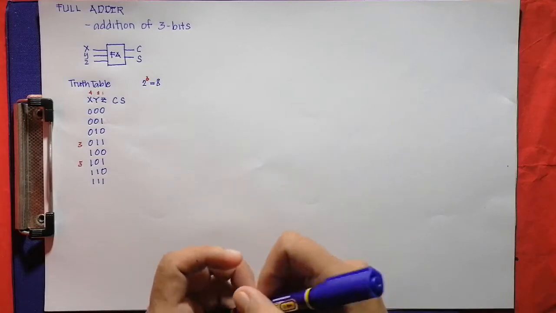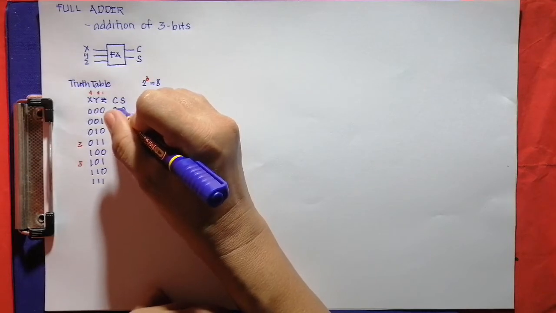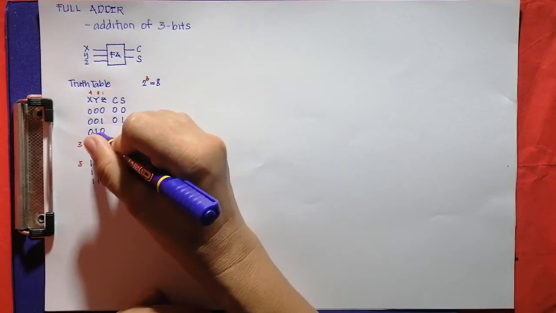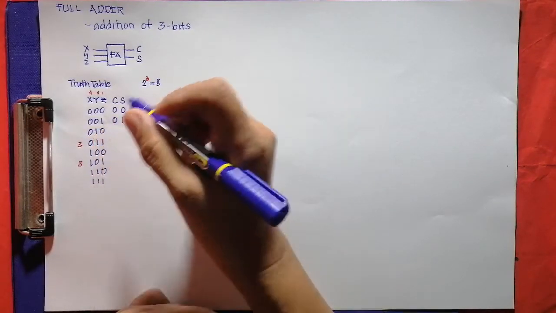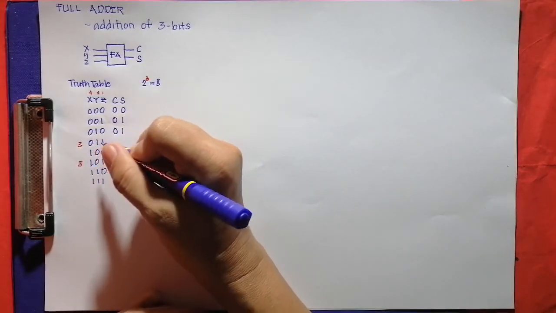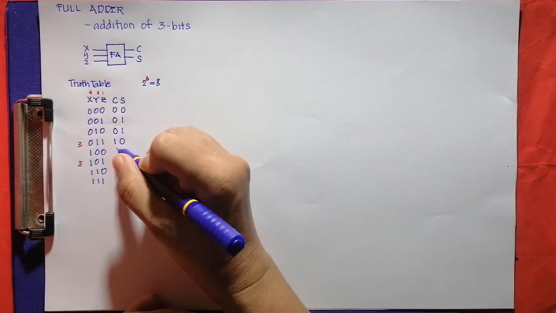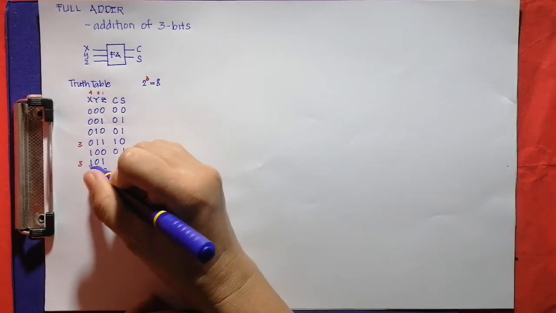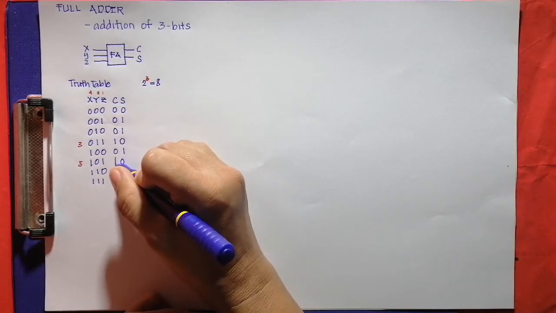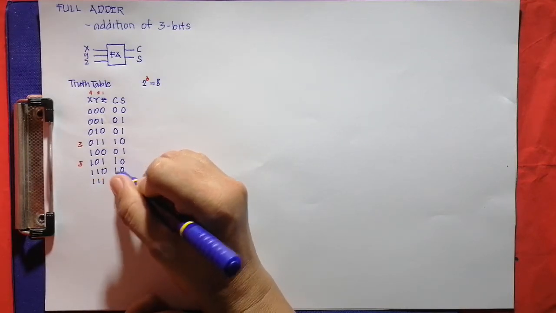Again, let's get the output. So 0 plus 0 plus 0, of course that is 0 with no carry. 0 plus 0 is 0, plus 1 is 1 with no carry. 0 plus 1 is 1, plus 0 is 1 with no carry. 0 plus 1 is 1, plus 1 is 10, or 0 with a carry of 1. 1 plus 0 is 1, plus 0 is 1. 1 plus 0 is 1, plus 1 is 10, or 0 with a carry of 1. 1 plus 1 is 10, plus 0 is 0, or 0 with a carry of 1.